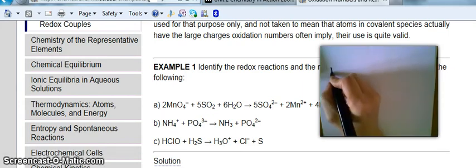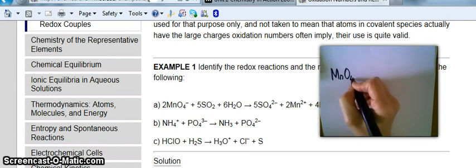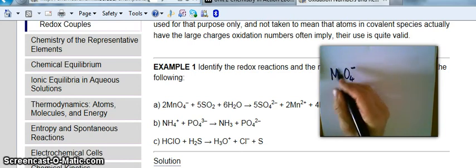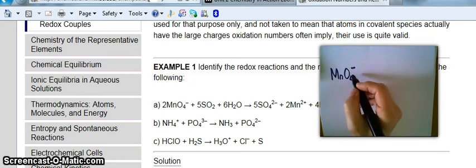First, we've got MnO4-. Ignoring the 2 in front of it, what we do is we find out what the oxidation state of MnO4- is. Before this, if you don't know your basic redox rules, you best go back and learn your 10 rules for oxidation states. So we now know that the oxidation state of oxygen, when it's combined, is -2. And the overall charge on this ion is -1.